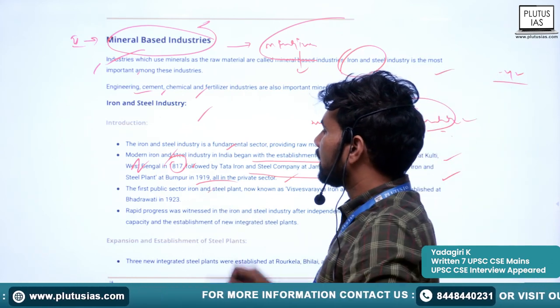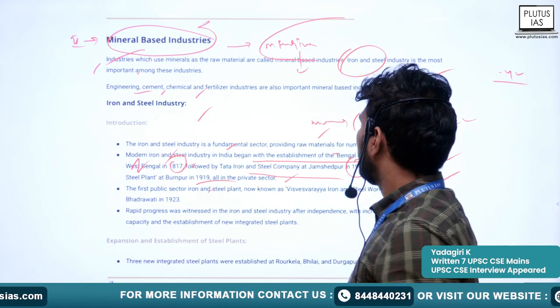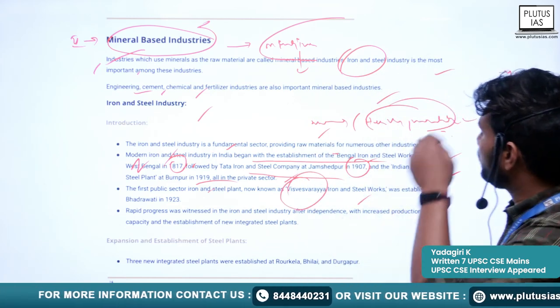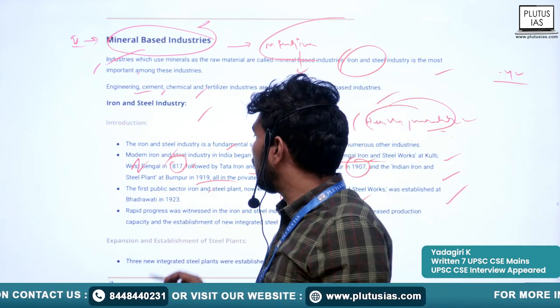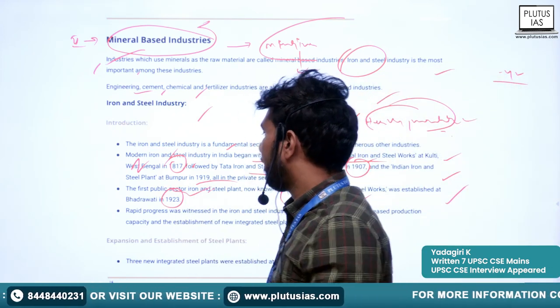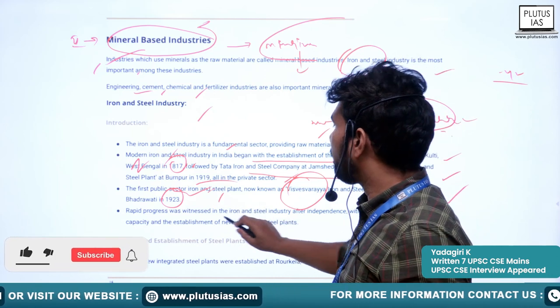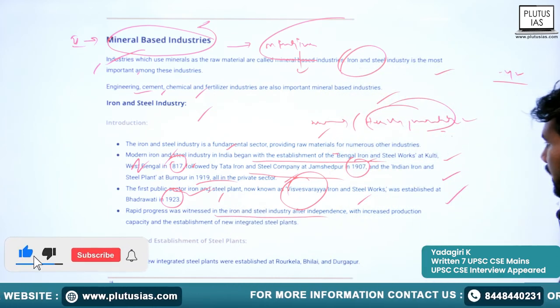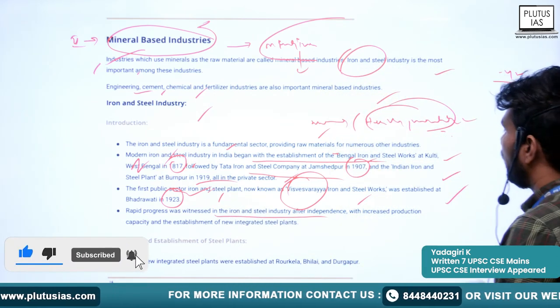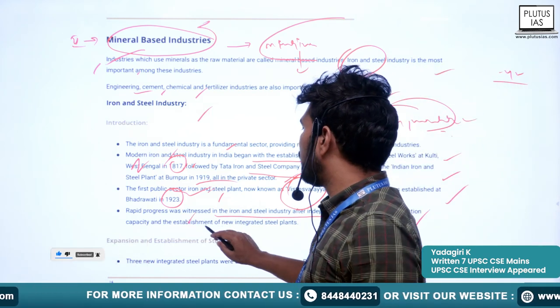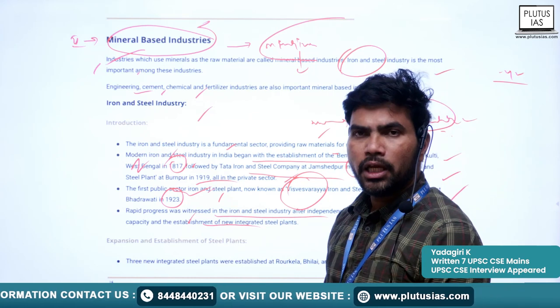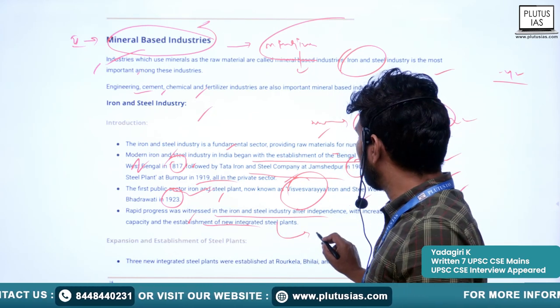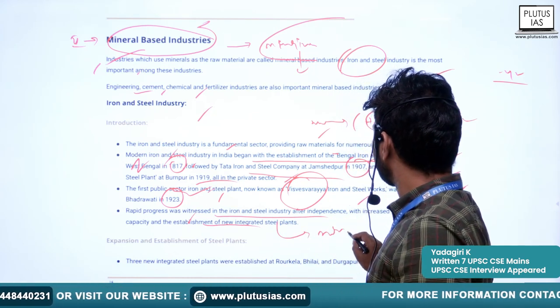If we see the public sector iron and steel plant, it is known as Visvesvaraya Iron and Steel Works. It was established in Bhadravati, Karnataka in 1923. Right. After that, we can see rapid progress in the iron and steel industry after independence, with increased production capacity and establishment of new integrated steel plants. And also we can see the growth of minor steel plants.